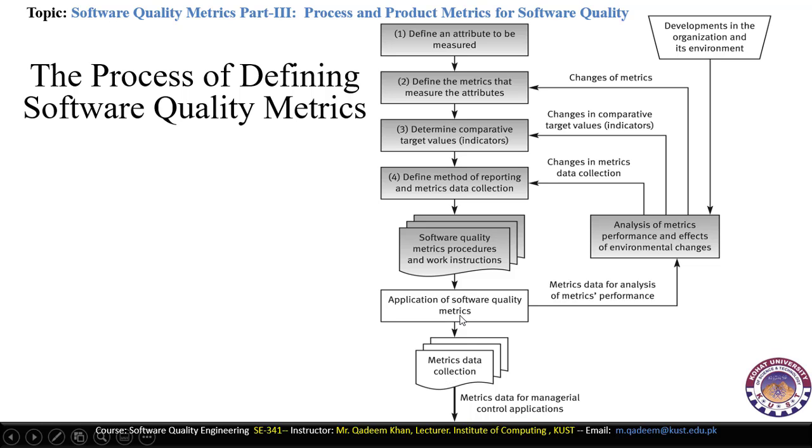So here, when that application is installed and executed, and the data is provided to that software application, then metrics data collection has been performed. That means the output of the metrics will be certain documents or formulas, and these will be numerical values, and these values will be used for the managerial control application. Means that the manager will use these values, and based on these values the manager will control the full products or full projects.